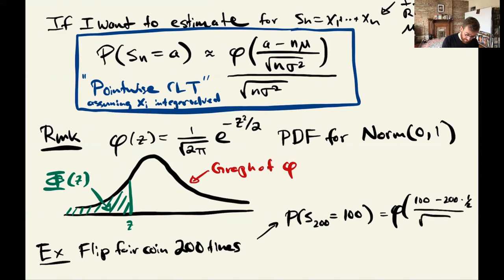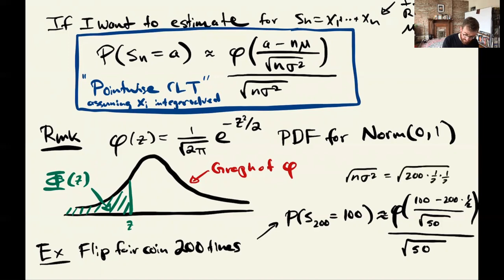And then what I've got here in the bottom, if I work it out, looks something like the square root of 50, because it's 200 times a fourth, or 200 times a half times a half, which is 200 divided by 4. And again, all of this is an approximation. So I need to remember to divide by the square root of 50, because the square root of n times sigma squared in this case equals 200 times a half times a half. Well, obviously this is phi of 0 up top. And if you go ahead and do the math here, this looks like 1 over the square root of 2 pi times 50, which ends up equaling about 5.64%.